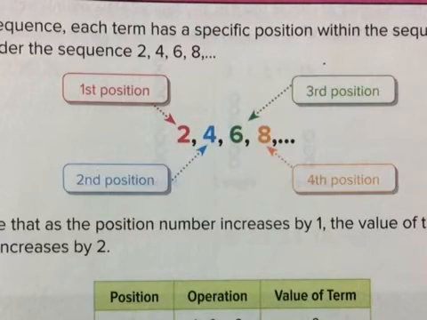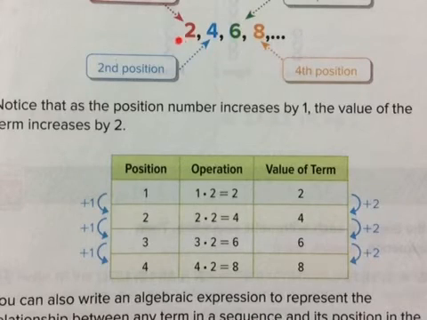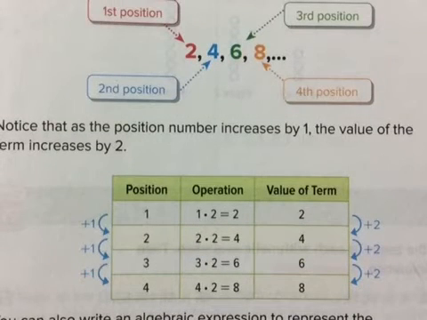Got it? Since we're able to identify the rule always goes up by 2, we can actually take our first position, second position, and so on, and use it in our operation. You see, first position times 2 is 2. Second position times 2 is 4. Third position times 2 is 6. And fourth position times 2 is 8. And it actually gives us the value of the terms.